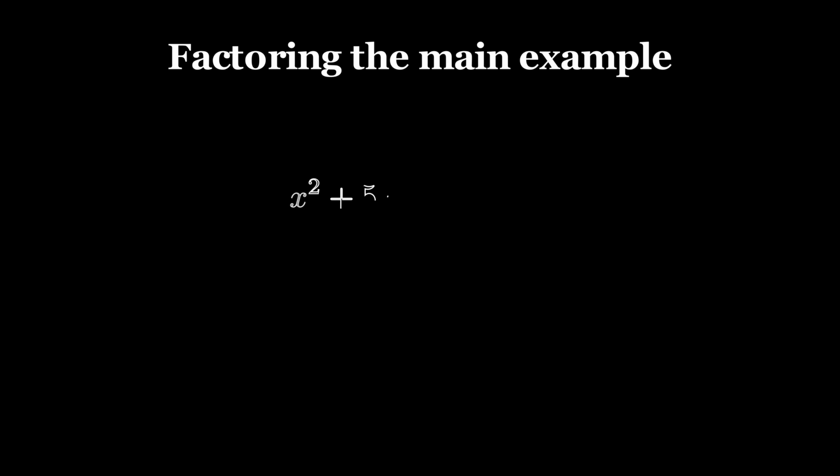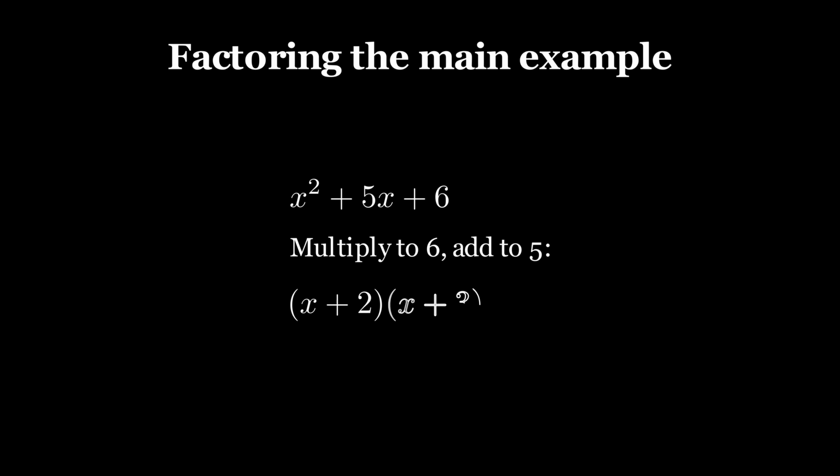Now we factor the main example. X squared plus 5x plus 6. We need two numbers that multiply to 6 and add to 5. 2 and 3 work. So the trinomial factors as parentheses x plus 2 times parentheses x plus 3.